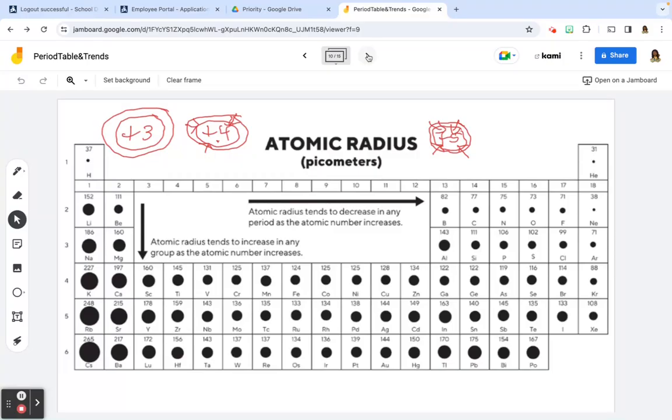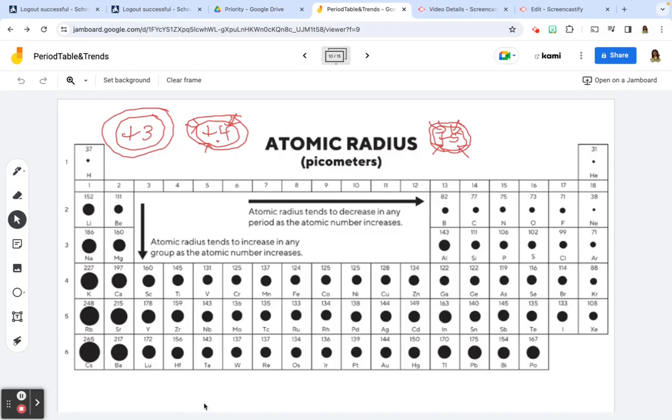But it's just the opposite as you go down a group. As you go down a group, the atomic radius tends to increase. The size of the atom gets bigger as you go down a group. That's because they're gaining more. Looking at the atomic radius as it goes down a group, it increases because the atomic number increases the number of protons and electrons.